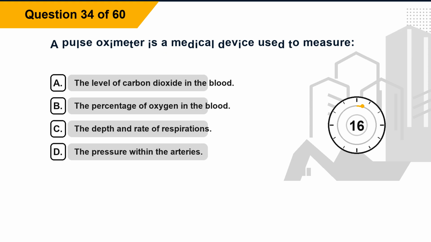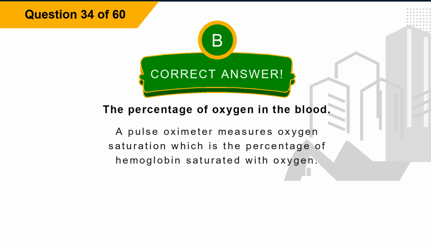Question 34. A pulse oximeter is a medical device used to measure: Option A: the level of carbon dioxide in the blood. Option B: the percentage of oxygen in the blood. Option C: the depth and rate of respirations. Option D: the pressure within the arteries. The correct answer is option B: the percentage of oxygen in the blood. Explanation: a pulse oximeter measures oxygen saturation, which is the percentage of hemoglobin saturated with oxygen.